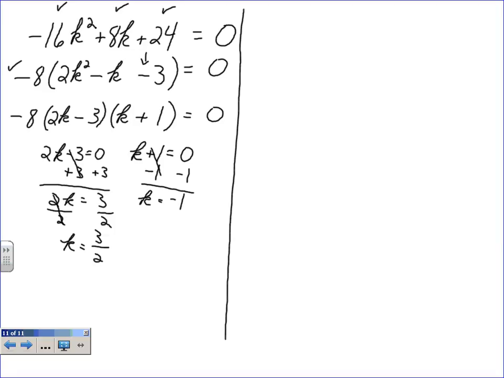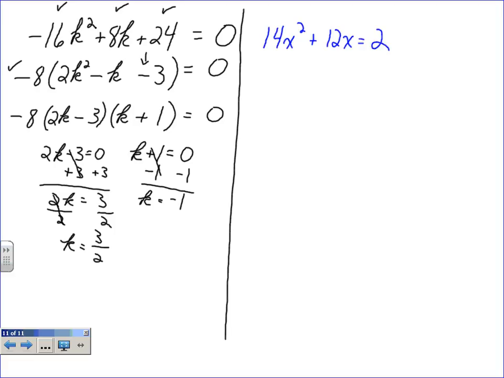Okay, here's one. 14x squared plus 12x equals 2. All right? And when you have an equation like that, they want you to find what x is equal to. All right.